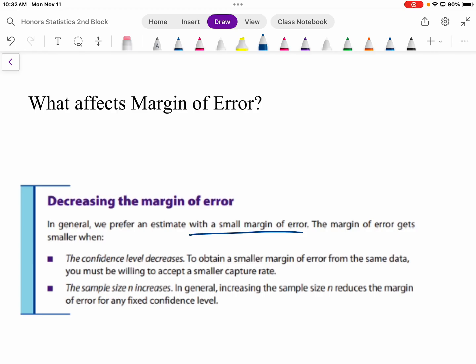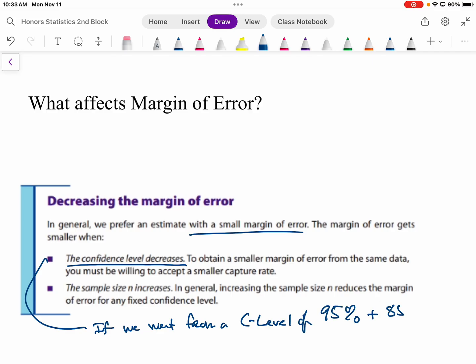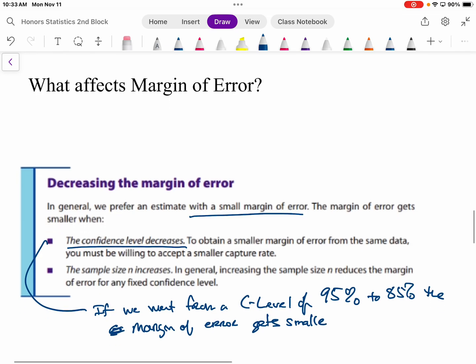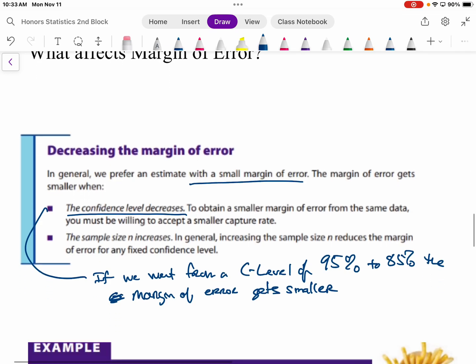So if you decrease the confidence level, so in that first part there, they say that if we went from a C level of 95% to 85%, the confidence interval, or the margin of error, gets smaller, and therefore would make the confidence interval not as wide. So the CI not as wide.